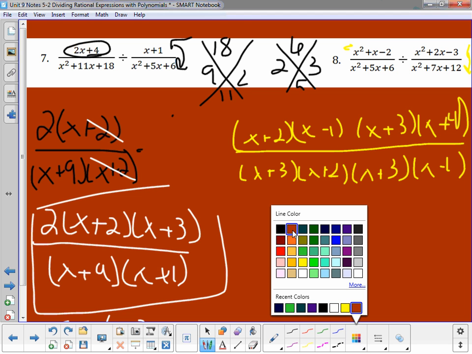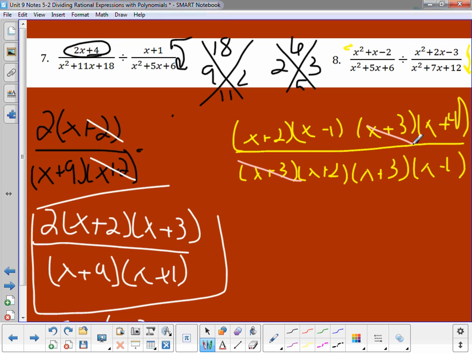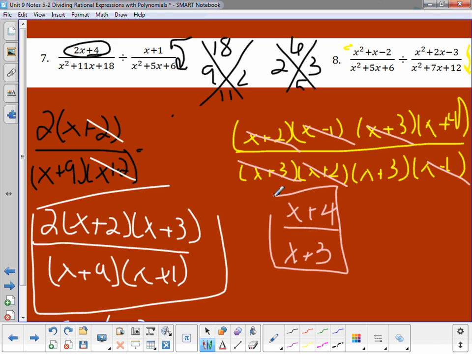Now I want to calculate my overlapping factors here. I can cancel out these x plus 3s, I can cancel out these x plus 2s, I can cancel out these x minus 1s. And then I'm left with x plus 4 divided by x plus 3. And so that's my final answer. So right now I want you guys to go through and calculate the excluded values for me.